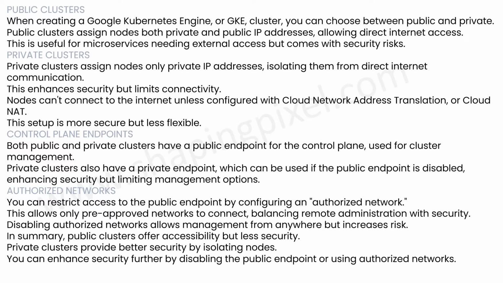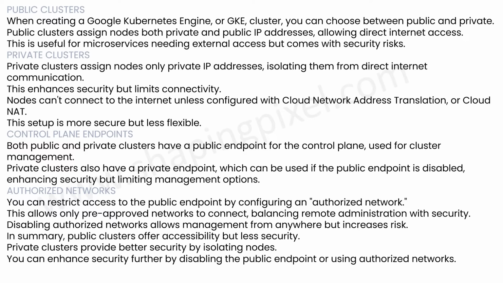When creating a Google Kubernetes Engine cluster, you can choose between public and private. Public clusters assign nodes both private and public IP addresses, allowing direct internet access. This is useful for microservices needing external access but comes with security risks. Private clusters assign nodes only private IP addresses, isolating them from direct internet communication. This enhances security but limits connectivity. Nodes can't connect to the internet unless configured with Cloud Network Address Translation, or Cloud NAT. This setup is more secure but less flexible.